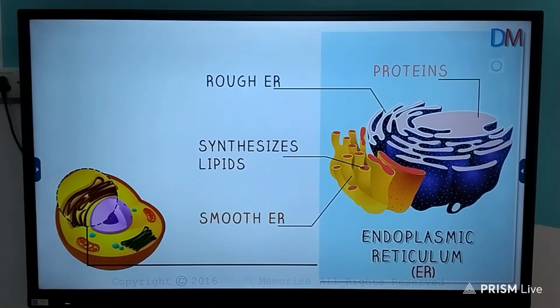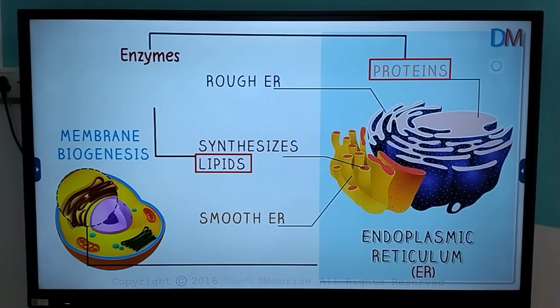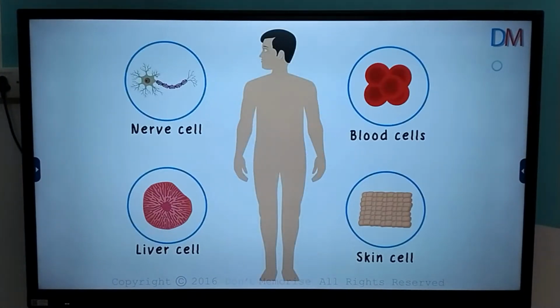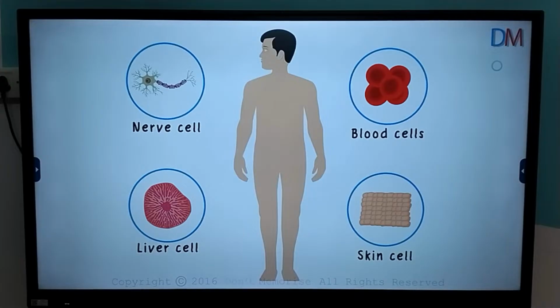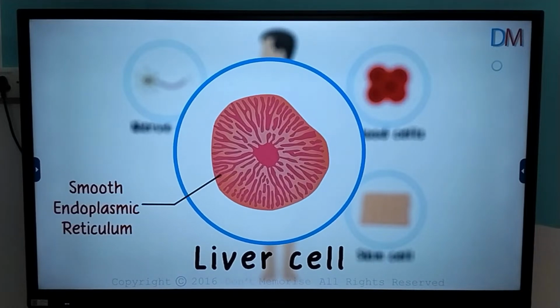Did you know that some of the proteins and lipids they make help in building up the cell membrane? Yes, and this process has an interesting name, it's called membrane biogenesis. Some of the proteins and lipids also work as enzymes and hormones. So the substances produced by the smooth endoplasmic reticulum help in various ways. Do you also know that different cells of the body have smooth endoplasmic reticulum, but they all help in different ways? For example, the liver cells in animals have smooth endoplasmic reticulum.